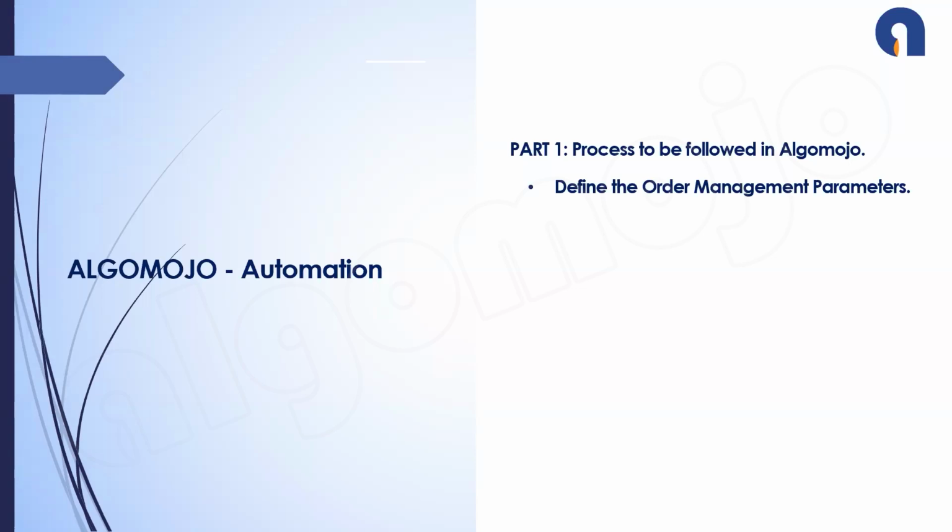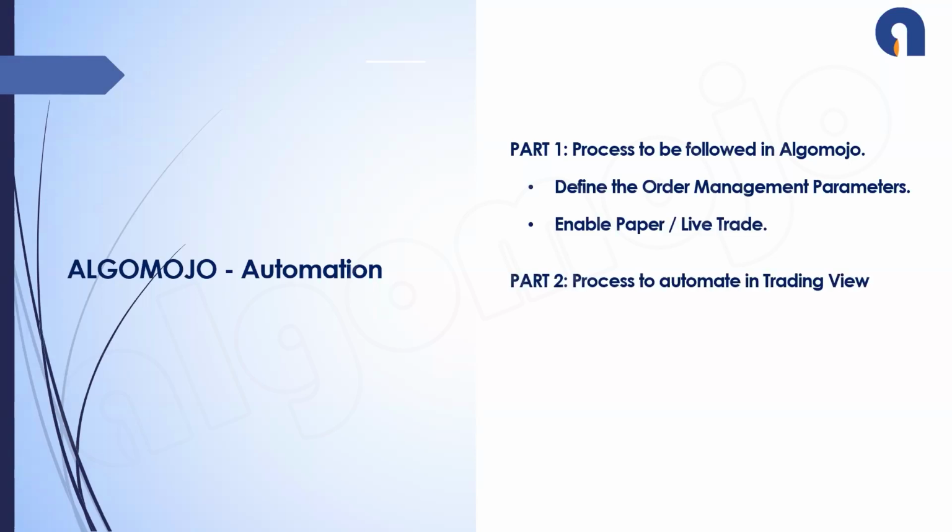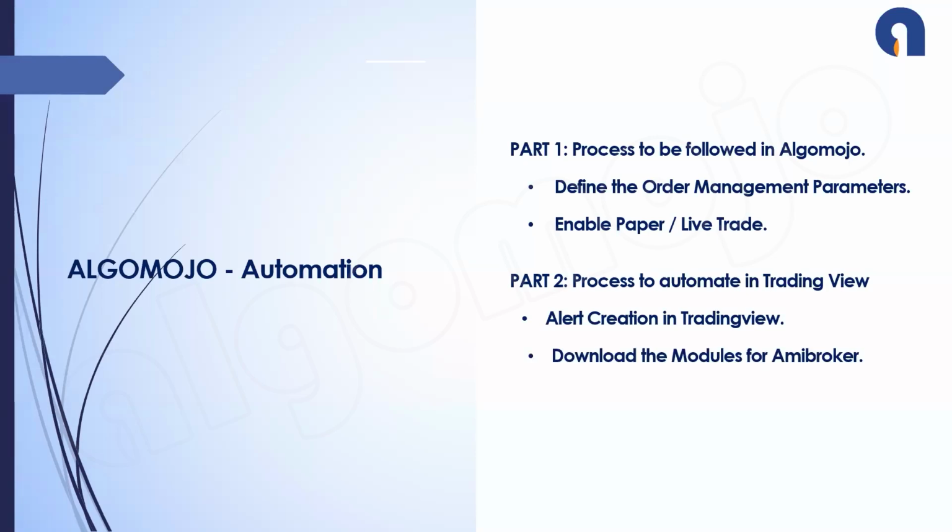One-time activity in Algomojo. Once you have defined those parameters, then you enable the paper trade and live trade, and then get into a small integration activity in TradingView. That's the second step. So in TradingView, create an alert for the strategy that you want to use, or if you're using Amibroker, there are modules to be downloaded and integrated. Pretty simple process. It's all plug and play kind of activity that you need to do.